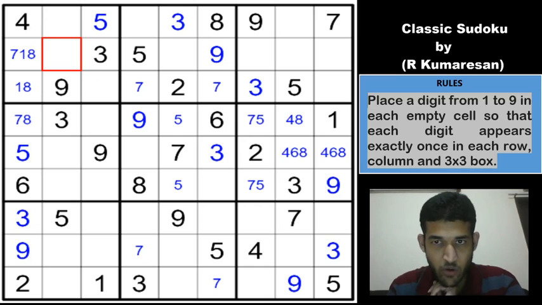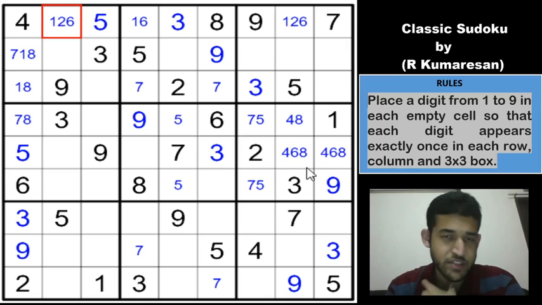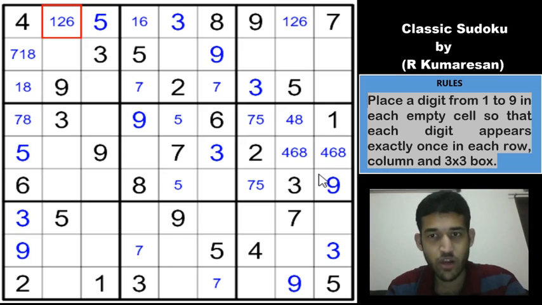Okay, let us look at row 1. Maybe we have 6 digits filled in: 4 5 3 7 8 and 9. Remaining are 1 2 and 6. You have a 2 here, so this is 1 6, this is 1 2 6, and this is 1 2 and 6. So just trying to fill in digits in rows or columns which have lots of digits already.